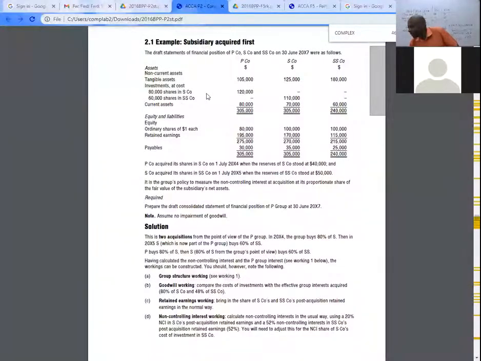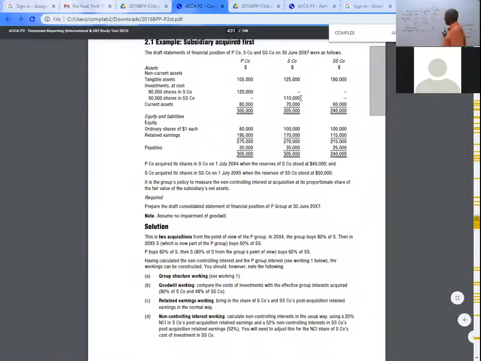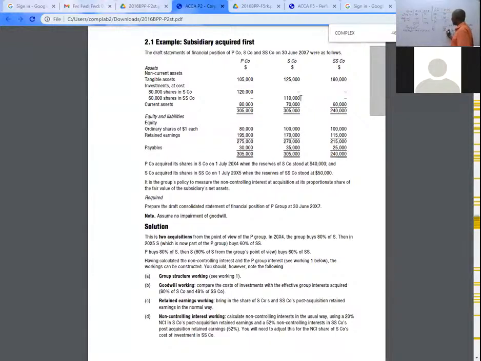Look at the investments here. If you look at the investment for P to acquire S, P paid 120. And then you can see 110 was paid by S to acquire SS. So then P paid how much? P must have paid 80% of that 110.